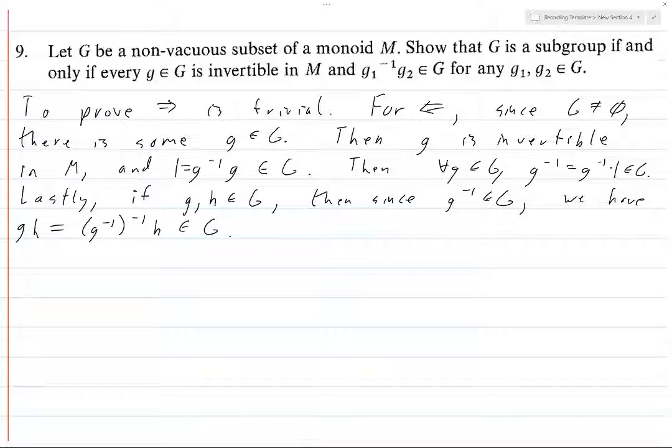That shows that's everything you need for a subgroup, because associativity is inherited from the fact that this is a monoid, so all you need for it to be a group are the closure properties, and it satisfies everything, so we're done.